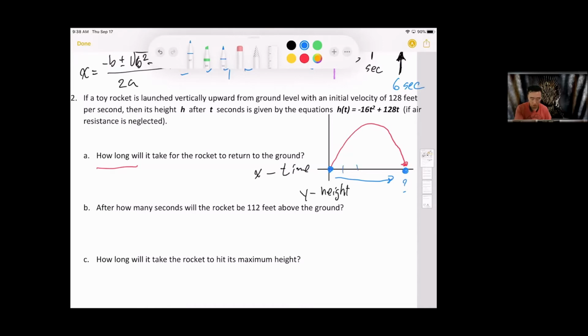1 second, 2 seconds, 3 seconds, 4 seconds. I'm not sure, right? So what do we have to do to find that? What are we going to use? The quadratic formula. Excellent, very good. So let's go ahead and do that, right? So this is asking you to find the roots.